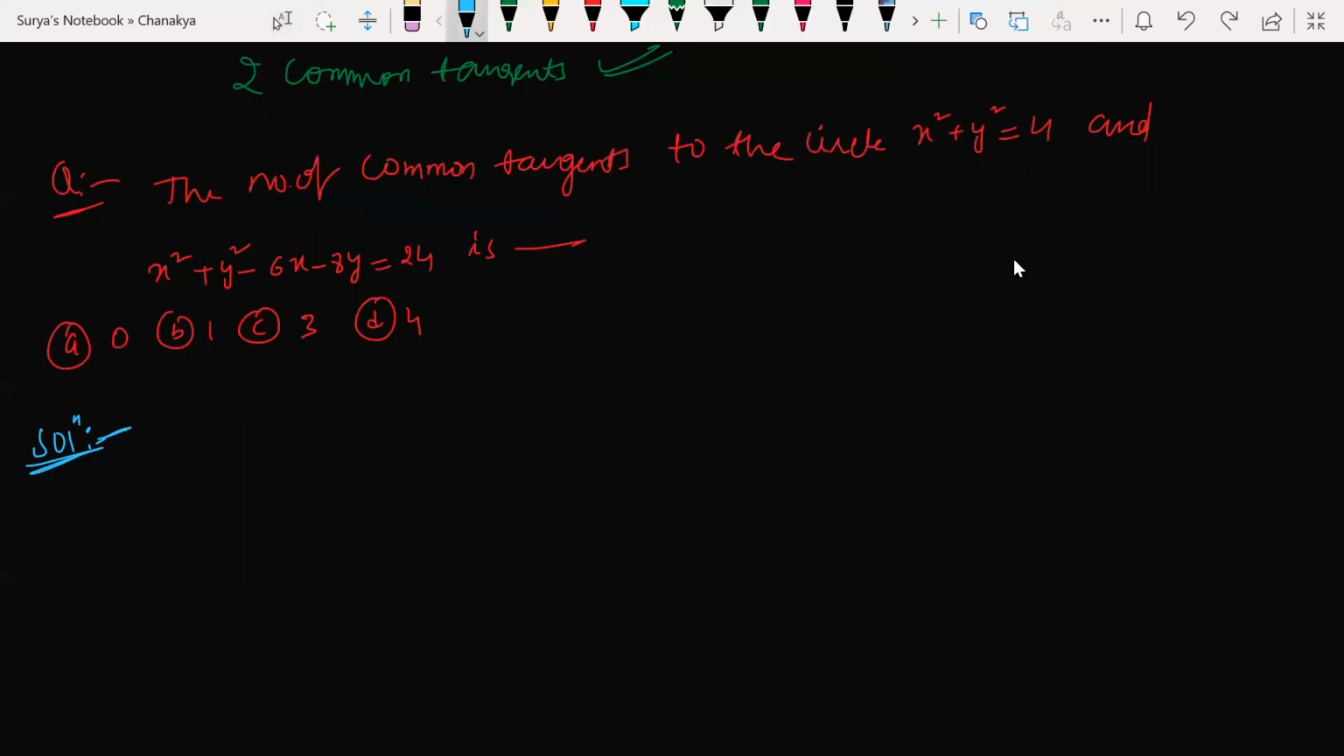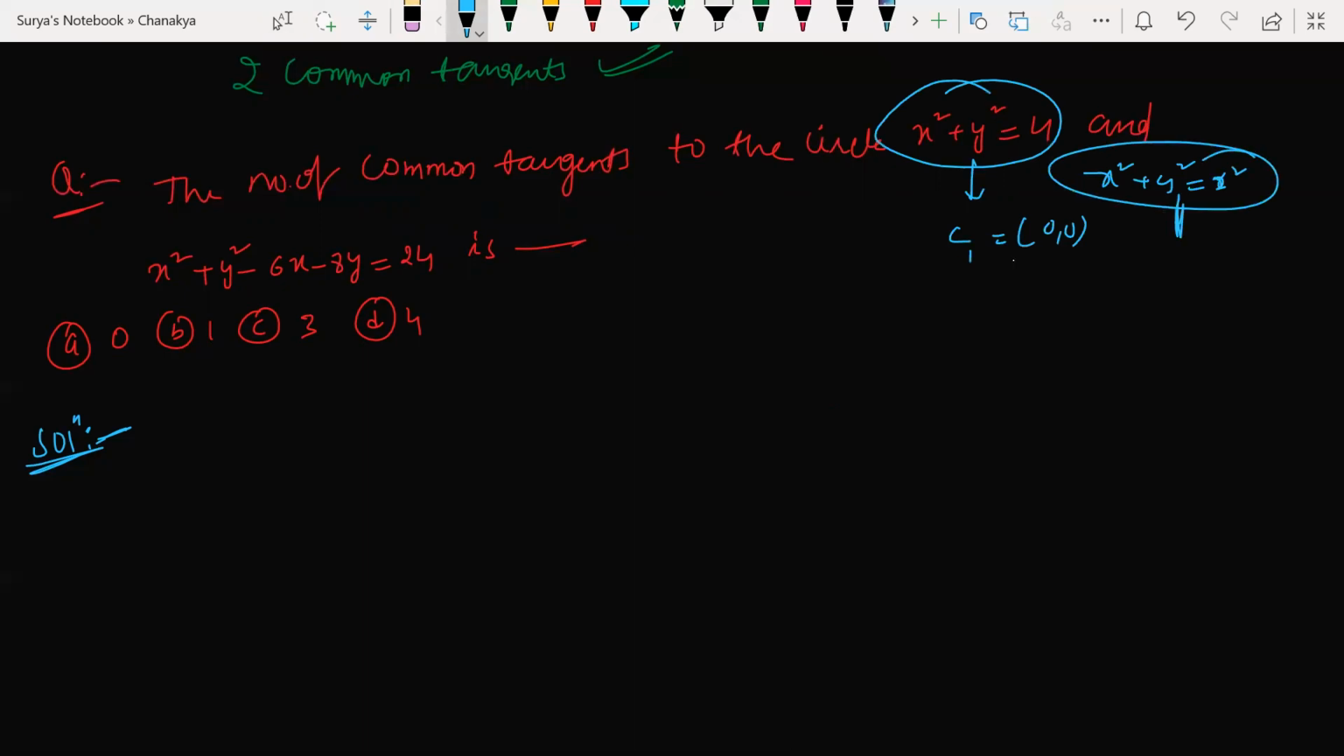Every question you need to find out C1. What is C1 here? Let us say this is C1. What is center 1? 0, 0. For any circle which looks like x square plus y square is equal to r square, the center will always be 0, 0. What is the radius? Of course 2.